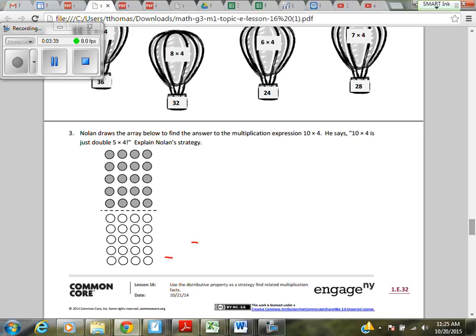Explain Nolan's strategy. Explain what Nolan did using the thought that you have one whole array here, but it is broken up into shaded and unshaded parts. So when you give your explanation, you should include something about the shaded part and the unshaded part versus the whole thing. And that is your homework example.